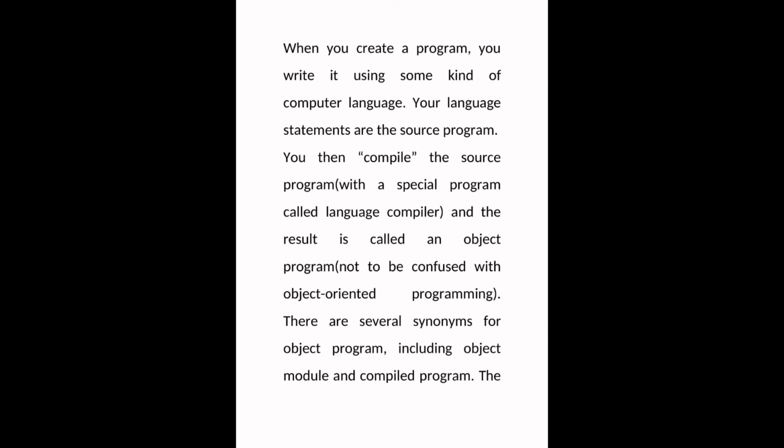There are several synonyms for object program. Whatever we write on the computer screen as code is only understood by humans, not by the computer. The compiler converts the high level language, what we write on the computer screen, into machine language. Machine language means binary language, which can only be understood by the machine, and then it gives the result on the computer screen.